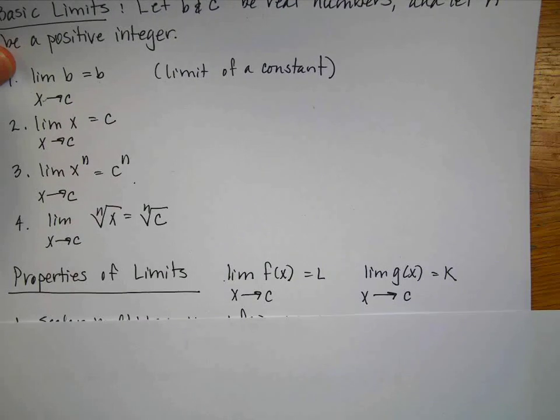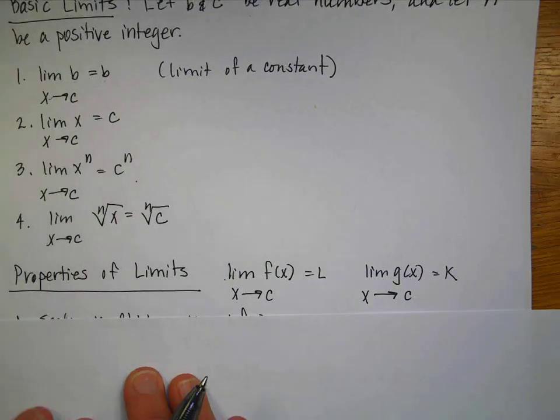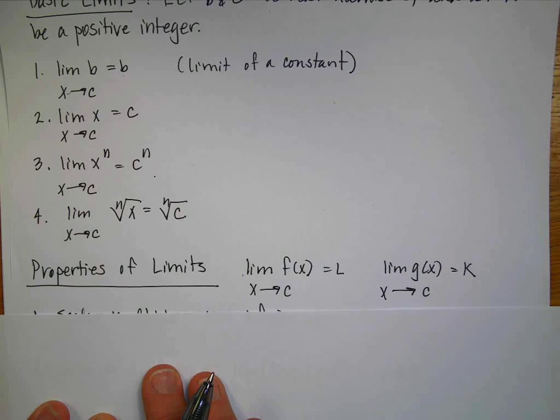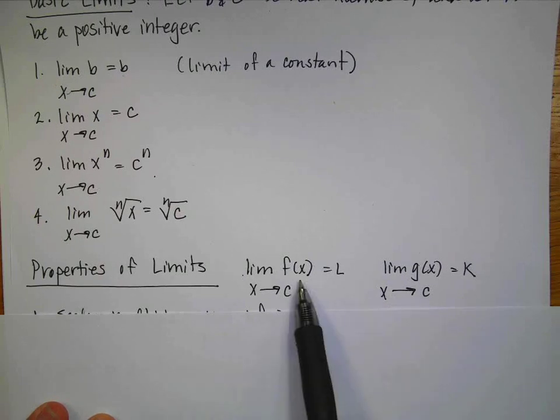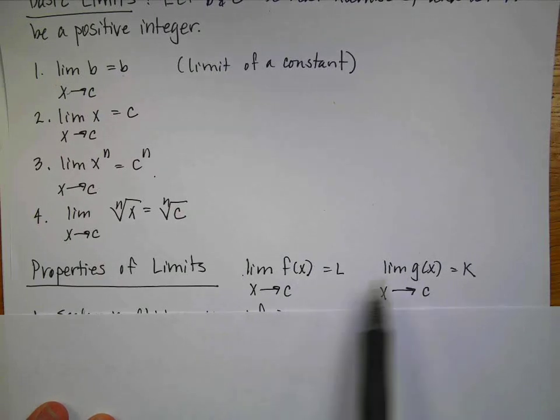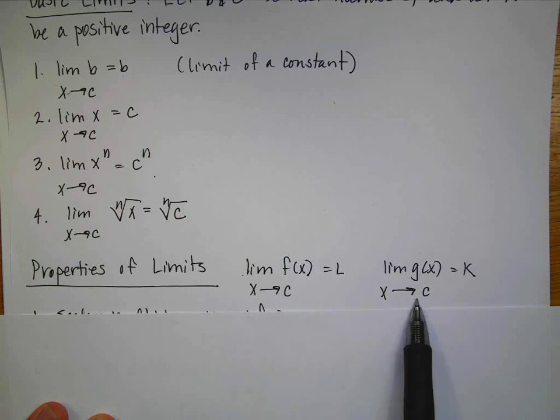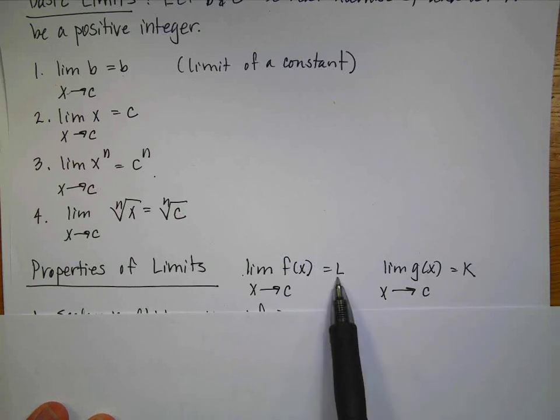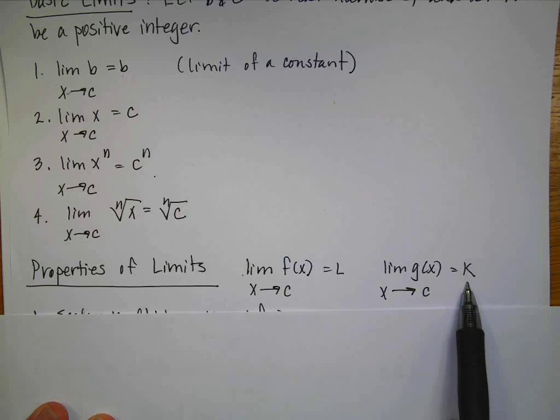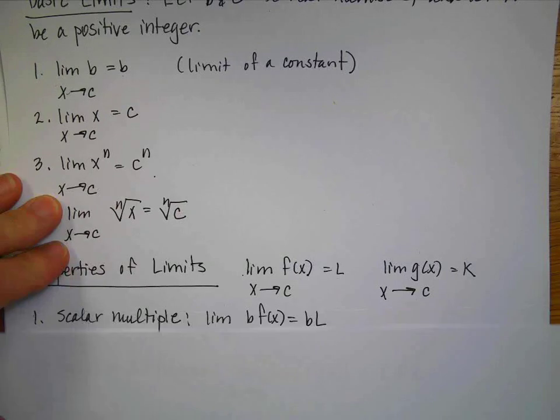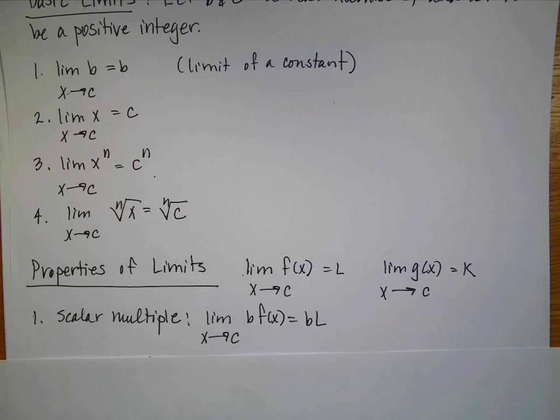Alrighty. So now what we want to do is talk about the properties of limits. And basically, it's just ways to think about making a limit easier to find. So if I have two different functions, f and g, and they're both approaching some constant, then the limit of f is L and the limit of g is k. And again, you don't have to memorize these, but it's just some information as we think about moving through limits.